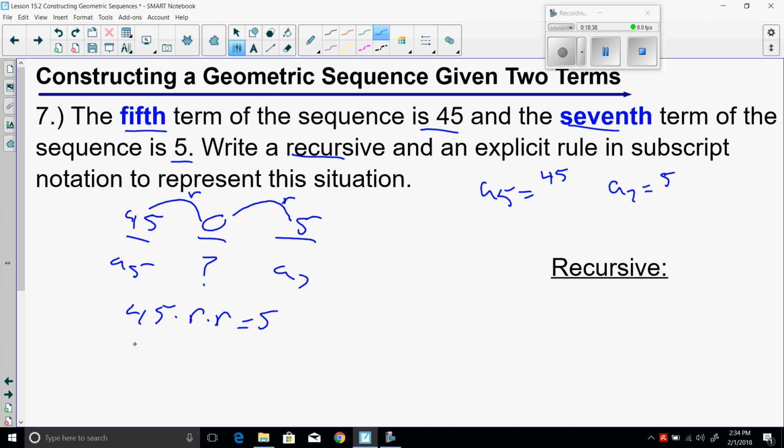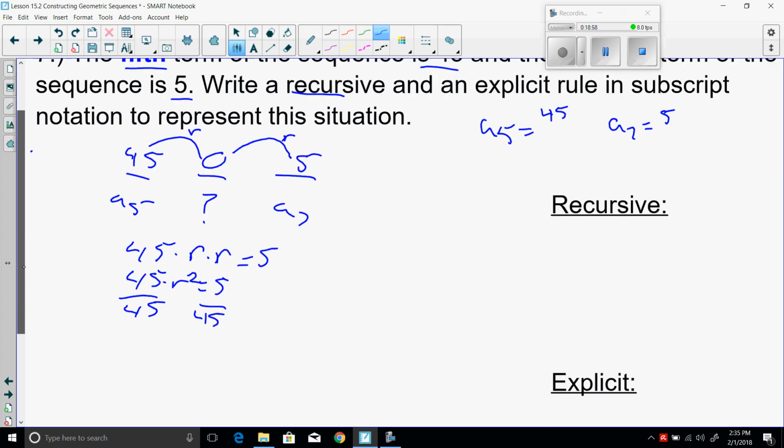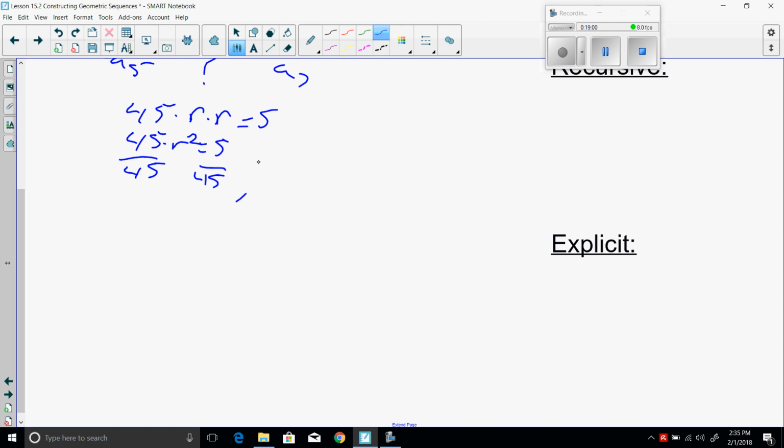Great. Well, I can simplify this and say 45 times r squared is equal to 5. And I can simplify this even further and solve for r. What do I got to do? I got to divide both sides by 45. And that's going to give me r squared is equal to 5 over 45, which reduces down to 1/9.